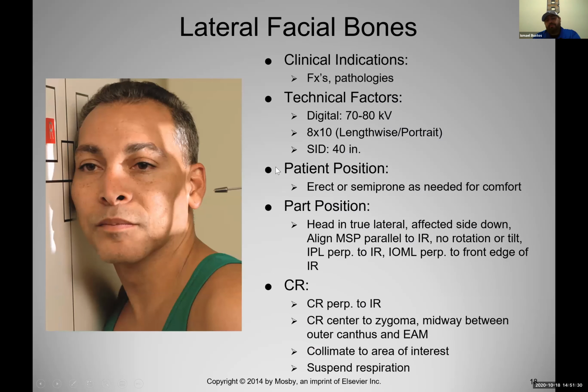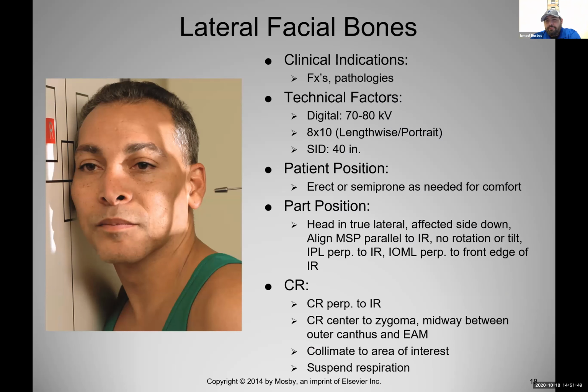All right, lateral facial bone. Again, general overview, lateral view of the orbit, not best for any one thing. We are looking for any fractures, pathologies, 70, 80 kVp, 40-inch SID. Put them in the erect or semi-prone as needed. And of course, get the head in a true lateral position, right? So those four things we always look for, right?